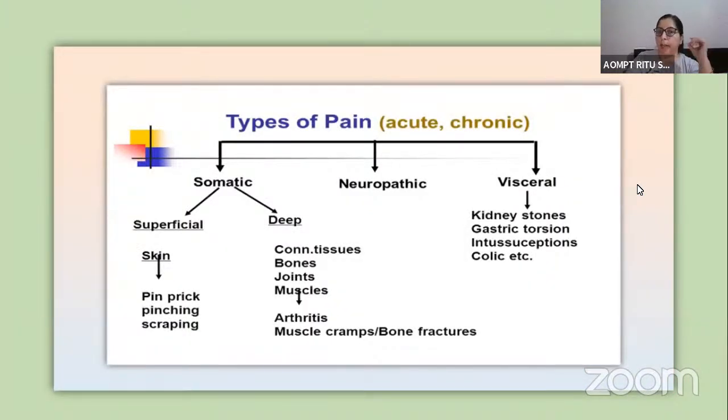And when we see the types of pain, like the pain-based mechanisms, we have seen the 5, but there are types of pain where we divide the somatic pain, that is the superficial versus deep. Superficial means the skin, where the patient feels pin and prick, pinching, scraping, and the deep like the connective tissue, bone, joint, and muscle, with arthritis, muscle cramps, and the bone structure. And again, the neuropathic versus the visceral, where the kidney, gastric torsion, or all the visceral organs can be the cause of my patient's pain, either acute or chronic.